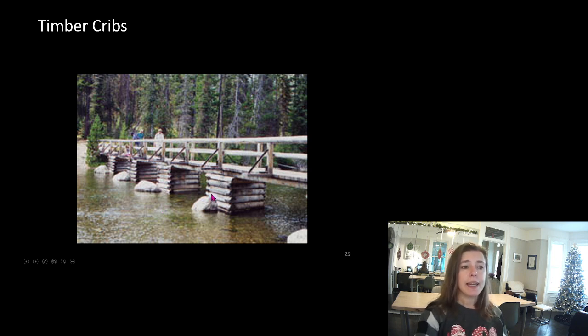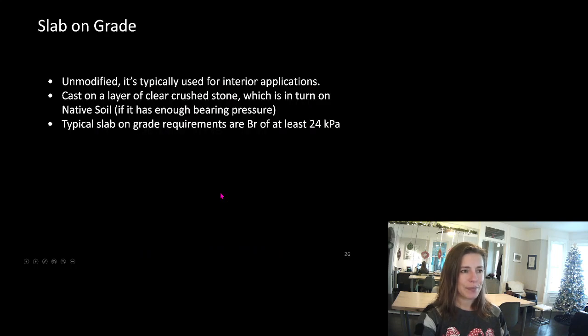Timber cribs. This is often how we will build in water, especially for small scale construction. If anyone has been to a cottage in Ontario, you have probably seen a timber crib as the dock construction. I have spent a lot of time rebuilding cribs due to ice movement.